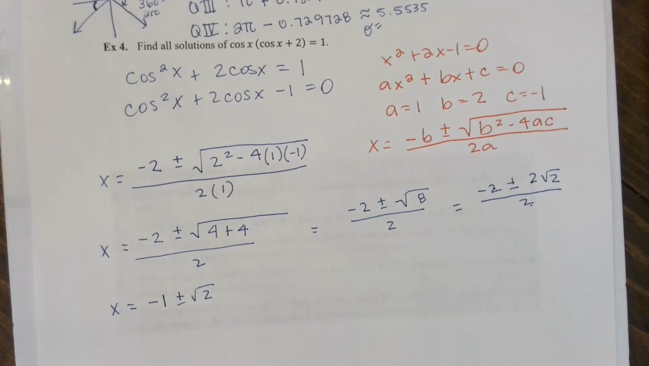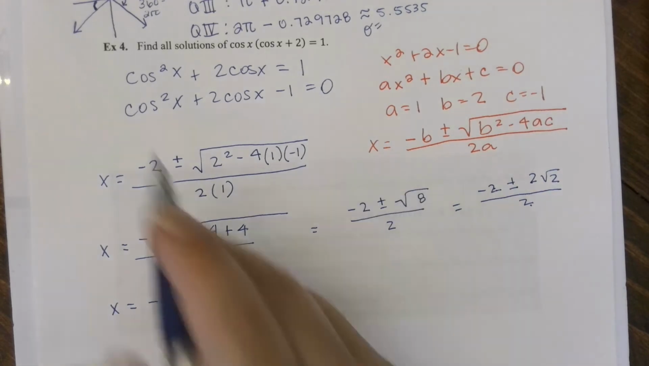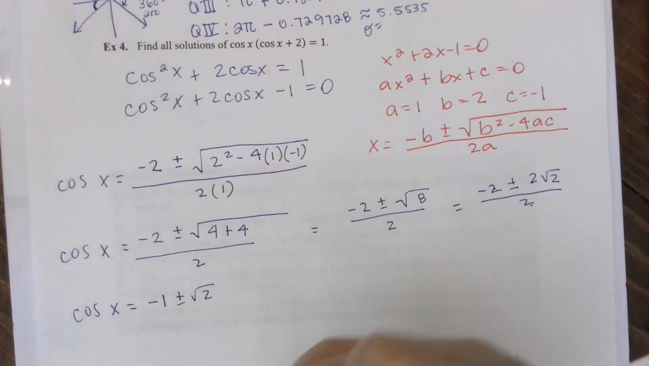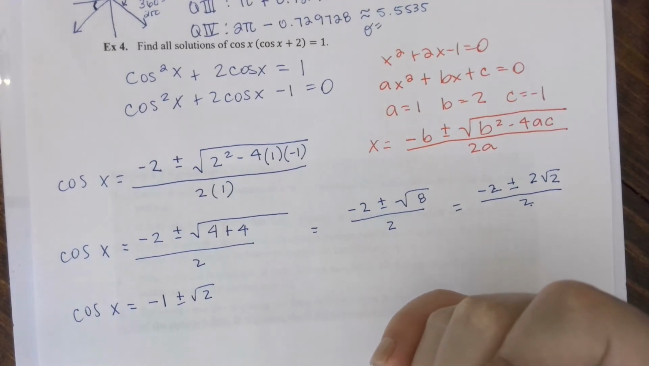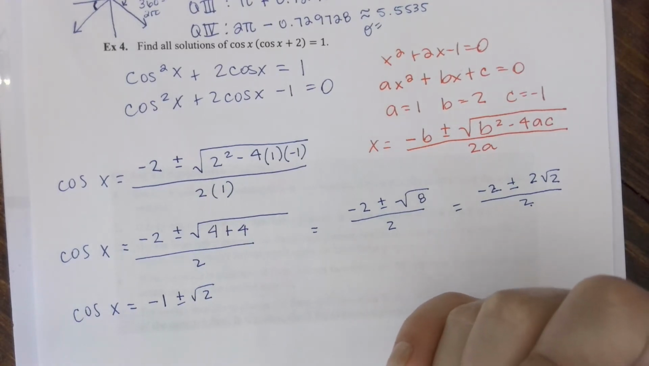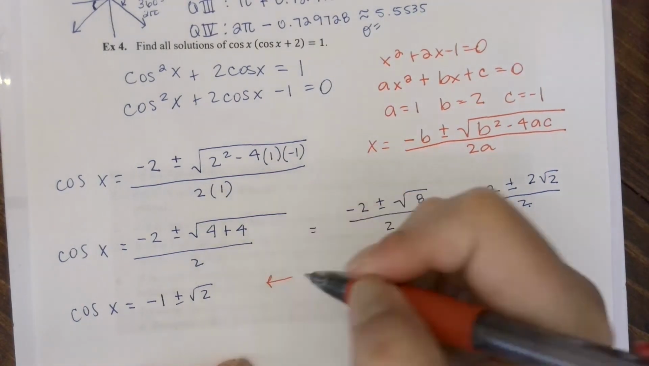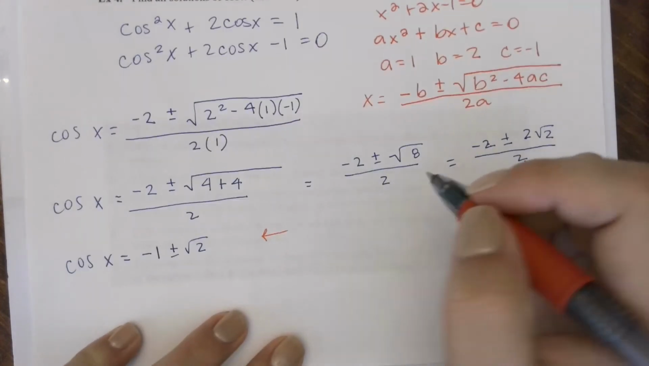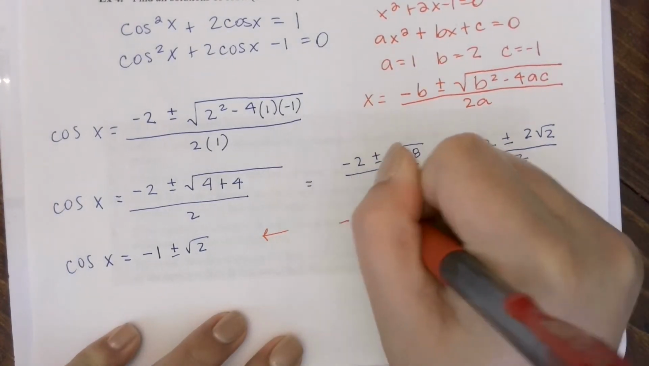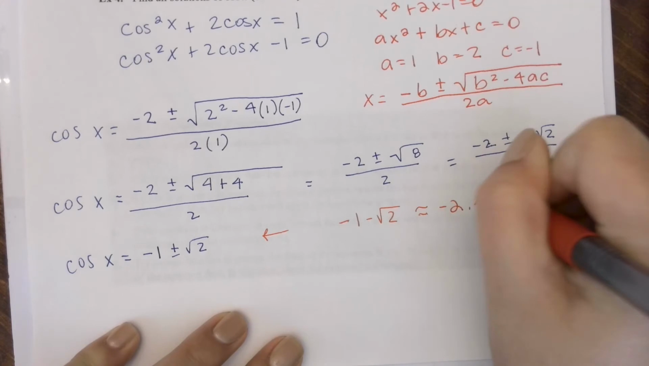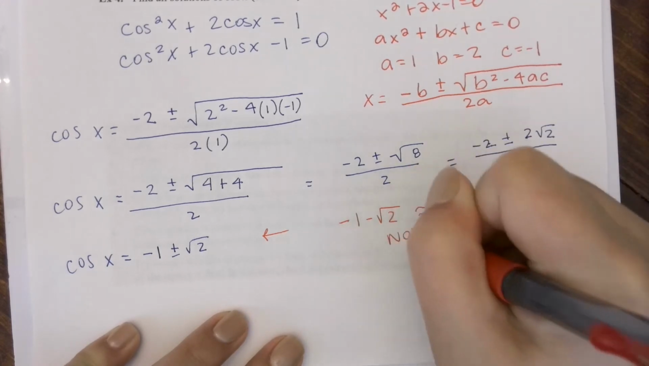Okay, and then remember that this is not just x. Okay, this is cosine x. So let me add cosine here. So this means that cosine x equals negative 1 plus or minus the square root of 2. Alright, so also don't forget that cosine has a range of negative 1 to 1. Okay, so when you're trying to decide if we need the plus or minus, if we use the minus, so we have negative 1 minus the square root of 2, that's approximately negative 2.414, which is not in the range.